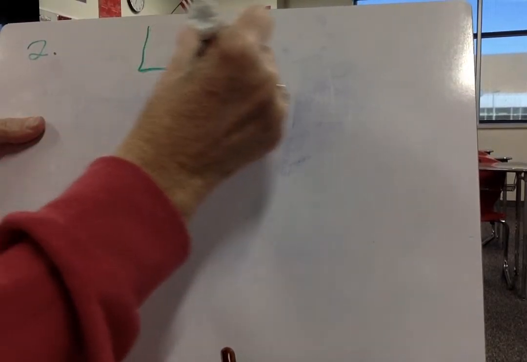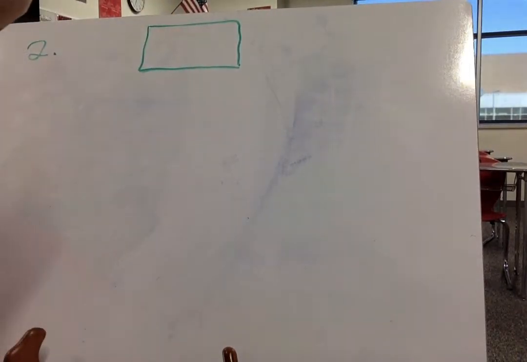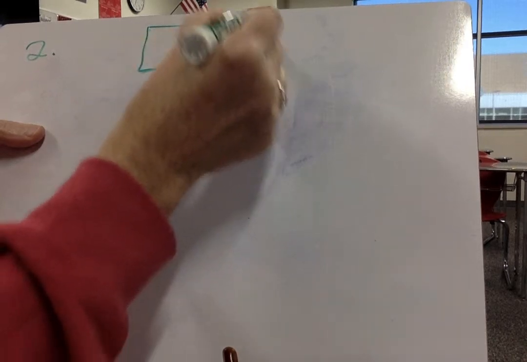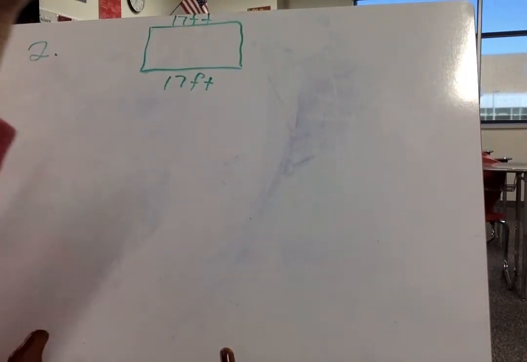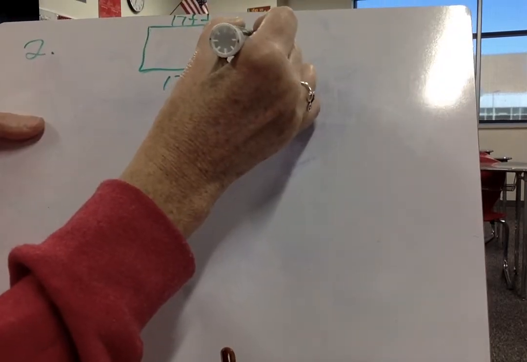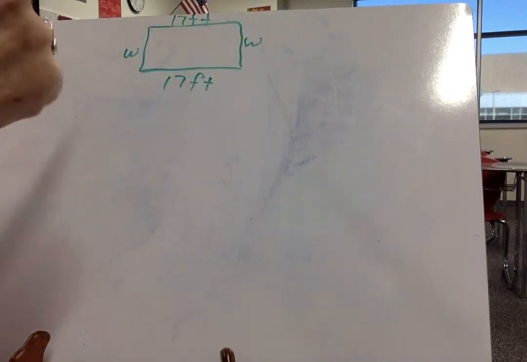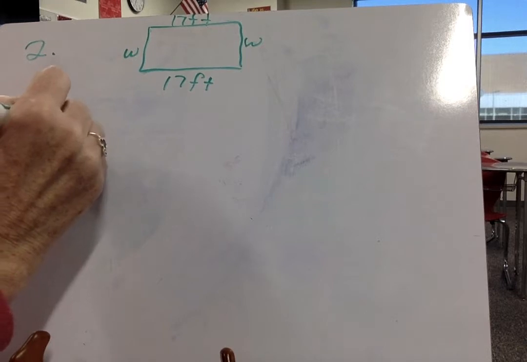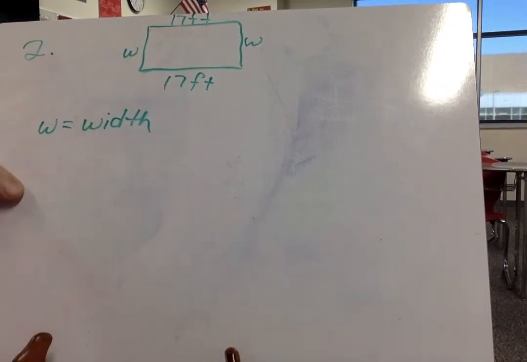Here's his dog run. He says it's 17 feet long here. And if it's a rectangle, 17 feet there. We're going to assume it's a rectangle even though it doesn't tell us. So here's our width and here's our width. We don't know how long to make it, but he's only got 54 feet of fencing. So our variable W equals the width. That's what we're trying to solve.